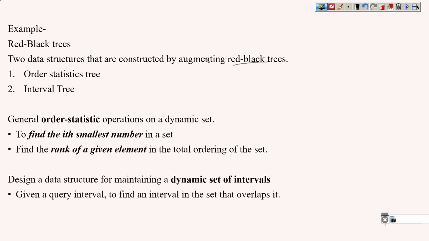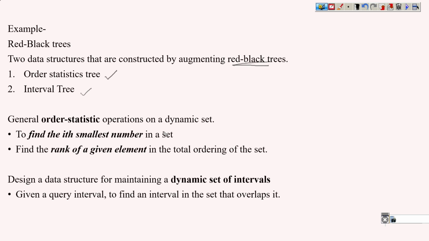So what we are going to do is augment a red black tree and devise new data structures, let's say the order statistics tree and the interval tree. These two data structures are devised by augmenting an existing data structure, the RB tree. So what exactly is an order statistics tree? We have a dynamic set of elements.